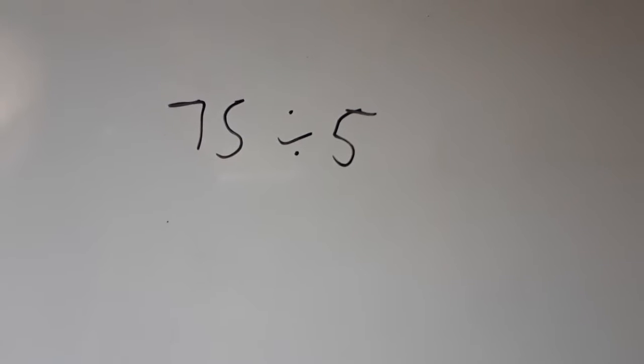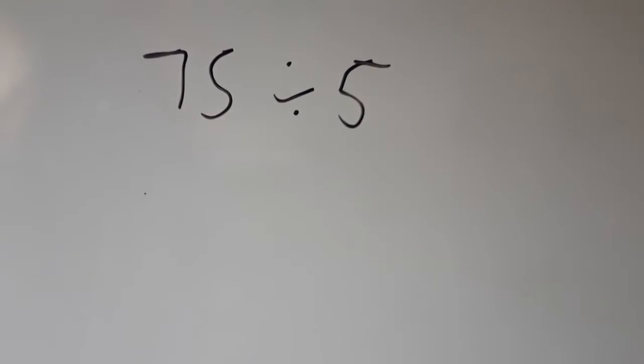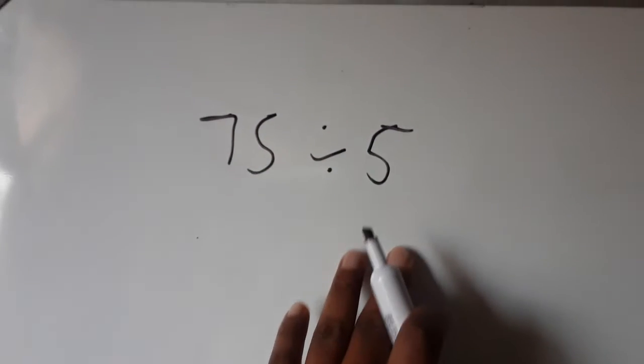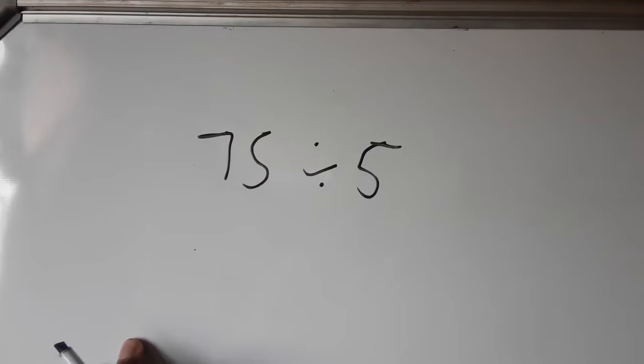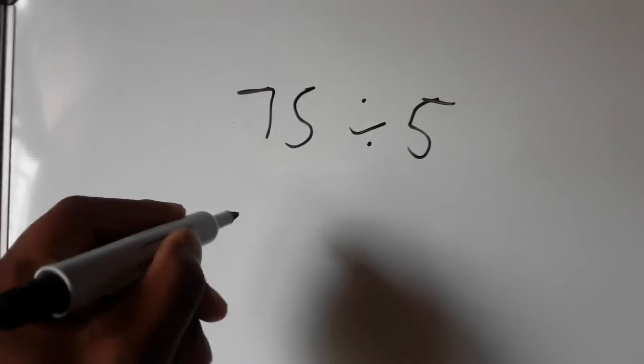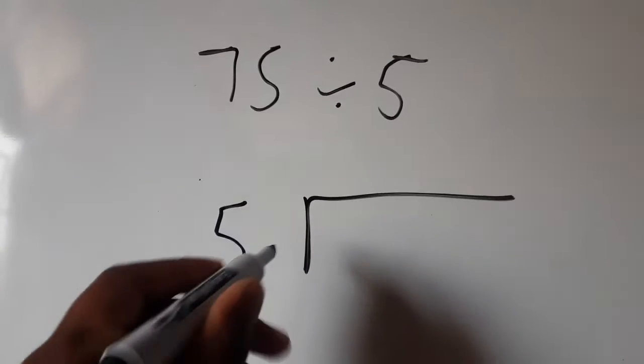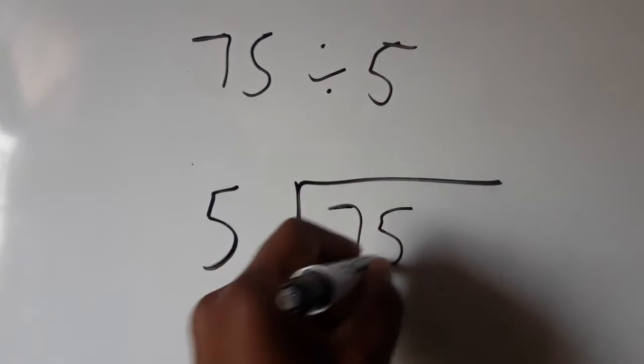On today's lesson, we'll be dividing 75 by 5 using the long division method. So it's 2 digit by 1 digit. 1 digit divisor by 2 digit. So we're gonna say 5 into root of 75.